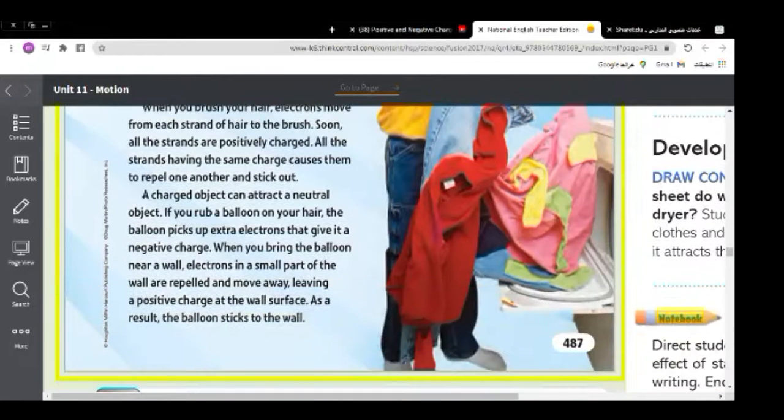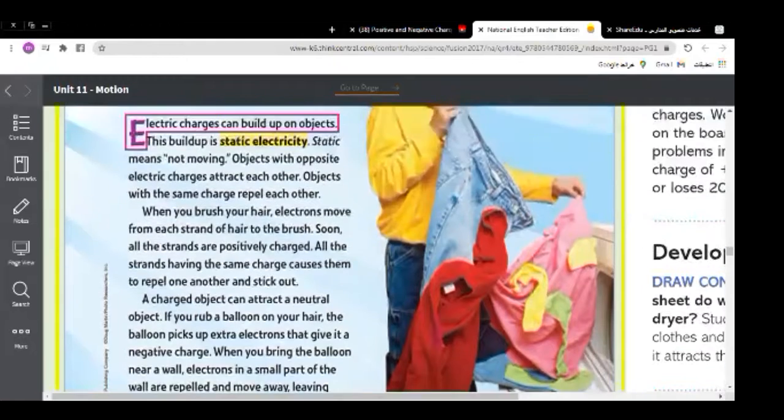A charged object can attract a neutral object like this. You can see if you rub a balloon on your hair, the balloon picks up extra electrons that give it a negative charge. When you bring the balloon near a wall, electrons in a small part of the wall are repelled and move away, leaving a positive charge at the wall surface. As a result, the balloon sticks to the wall. And this is the reason.